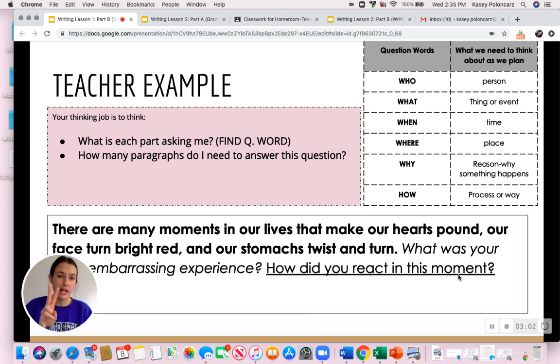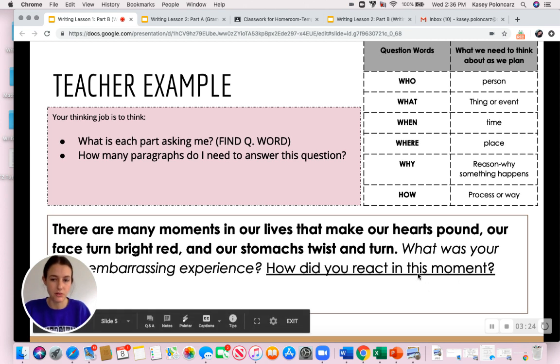I have two questions, so I'm going to need the same number of paragraphs as the questions that I have. So if I have two questions, I'm going to have two paragraphs. If I have one question, I'm going to have one paragraph. If I have three questions, how many paragraphs am I going to have? If you're showing me 3, you are correct. The number of questions is the number of paragraphs you need. So for 2 questions, I'm going to have 2 paragraphs.